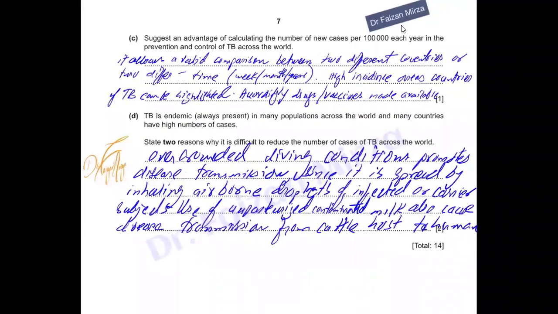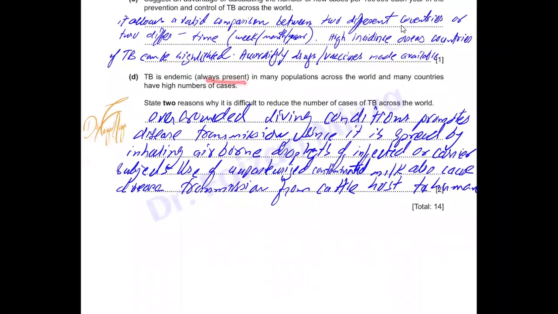An advantage of calculating the number of cases per 100,000, already discussed with you, is a valid comparison between different times and different places. High incidence areas or countries, for example for TB, can be highlighted accordingly. Drugs and vaccines can be made available. TB is endemic, always present in many populations in the country.